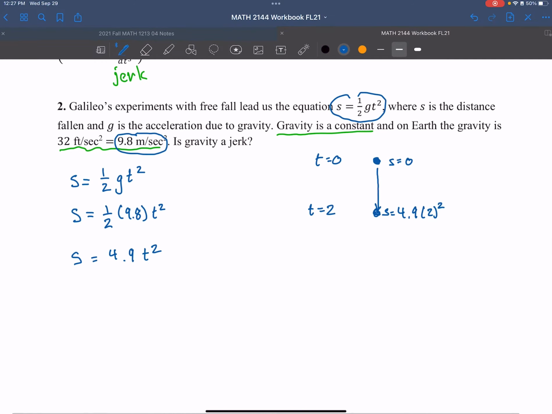So to figure out if gravity is a jerk, let's consider what happens when we define the velocity. I'm going to need to take the derivative of the position, which is 4.9 times 2t. Where did I get that 2t from? Well, it's just a matter of using the power rule. So this works out to 9.8 t meters per second. So that is the velocity.